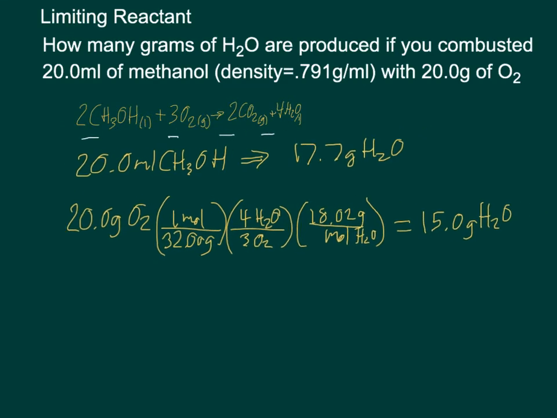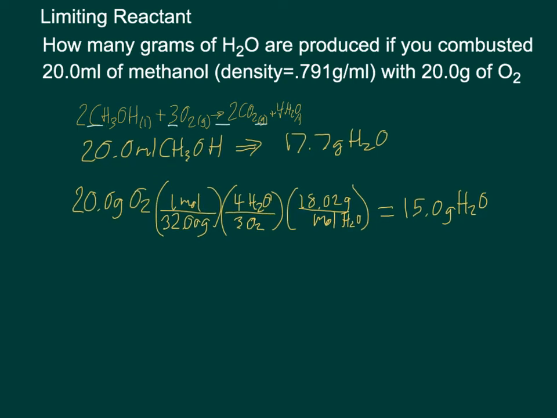So if you take a look at that and note what it means: we have 15 grams of water from the oxygen, and we have 17.7 grams of water made by the methanol. So the 15 grams of water here is the least amount, and that means that we're going to run out of oxygen first. So that right there is our limiting reactant. Okay, and that means that how many grams can we actually produce? We can produce 15 grams of the water.